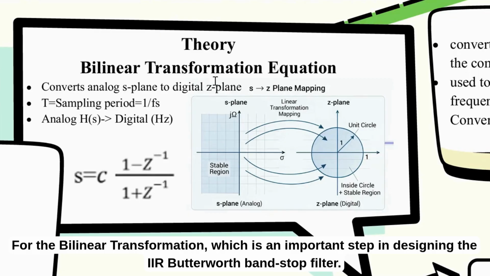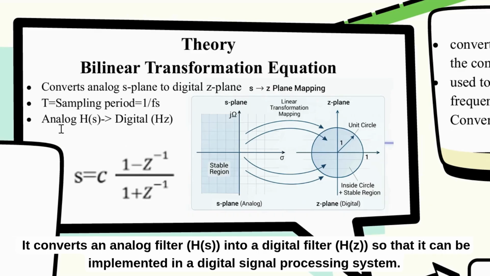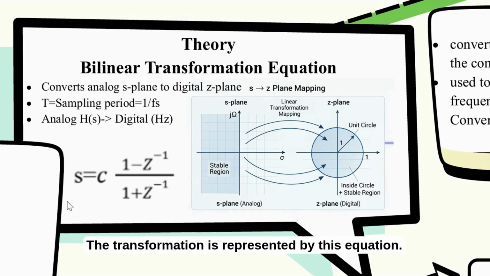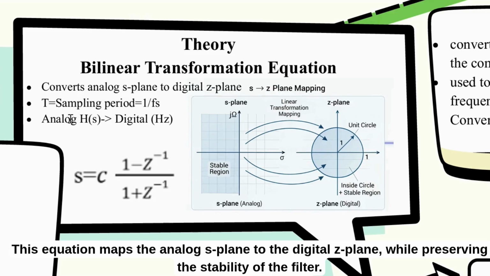For the bilinear transformation, which is an important step in designing the IIR Butterworth bandstop filter, it converts the analog filter into a digital filter so that it can be implemented in a digital signal processing system. The transformation is represented by this equation. This equation maps the analog S-plane to a digital Z-plane while preserving the stability of the filter.